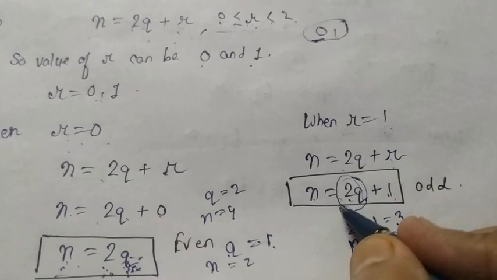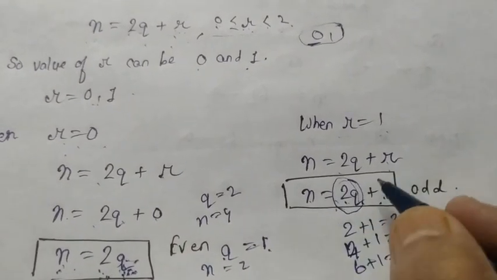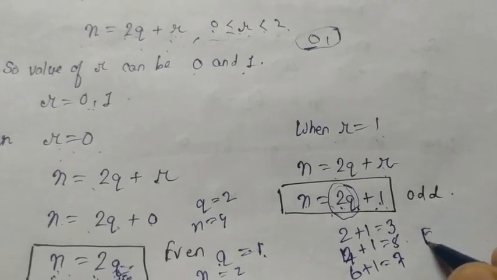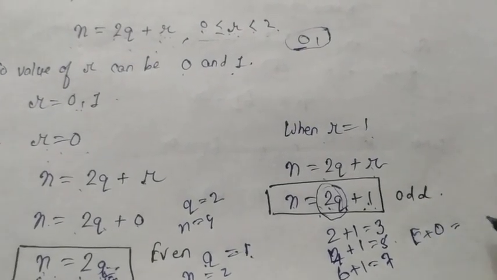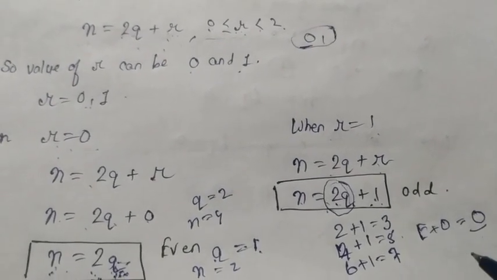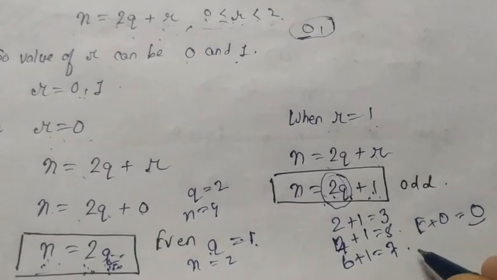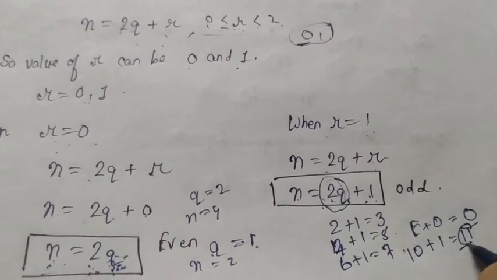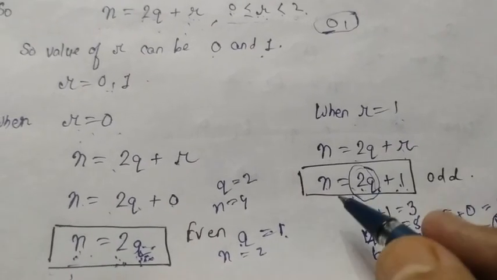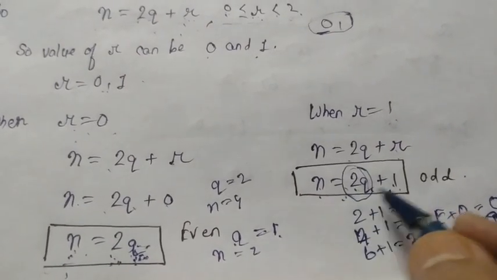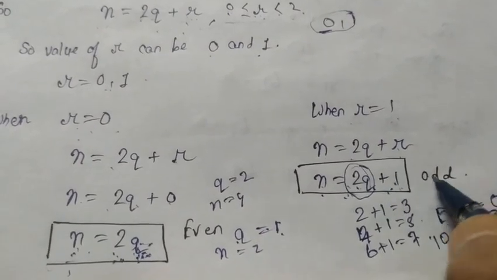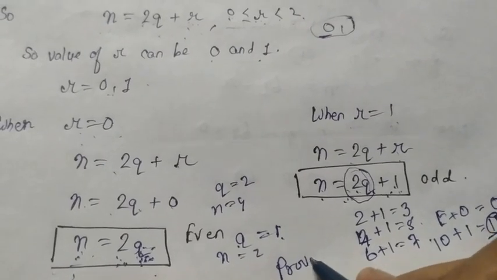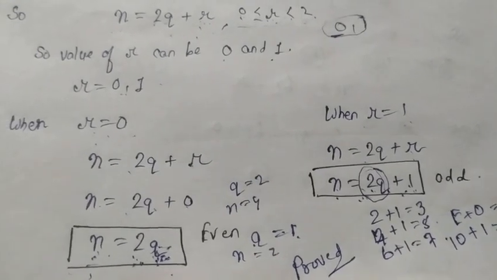This means 2q plus 1 will always be an odd number, because we all know even plus odd is always odd. You can check it for any number. For example, 10 plus 1 is 11, and 11 is an odd number. So that's why any odd number can be represented in 2q plus 1 form. So this is your solution, and after this you can write proved. Okay, so it is very clear.